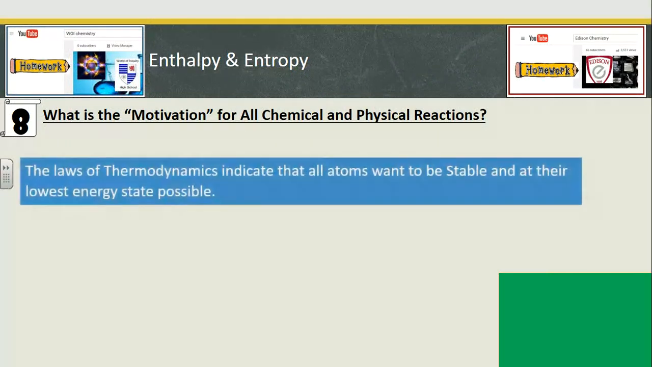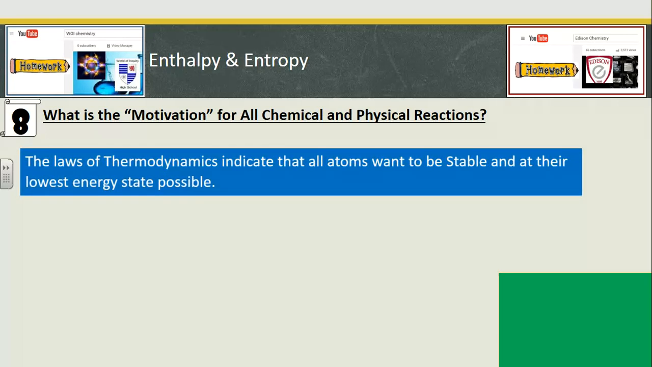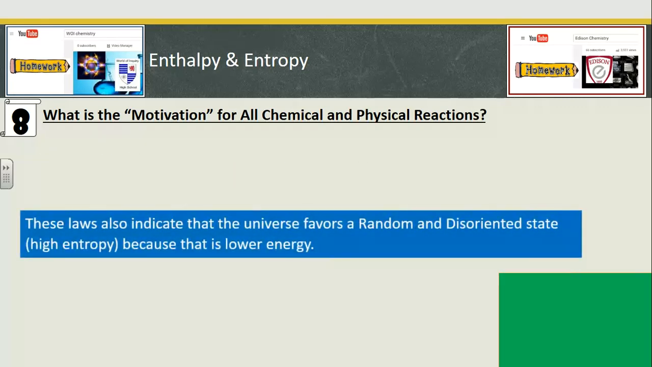It is to reach and obey the laws of thermodynamics. They want to get stable. They want to reach stability. And the lowest energy state possible is when all chemical products are most stable. So these laws also indicate that the universe favors a random and disordered state because that is lower energy.